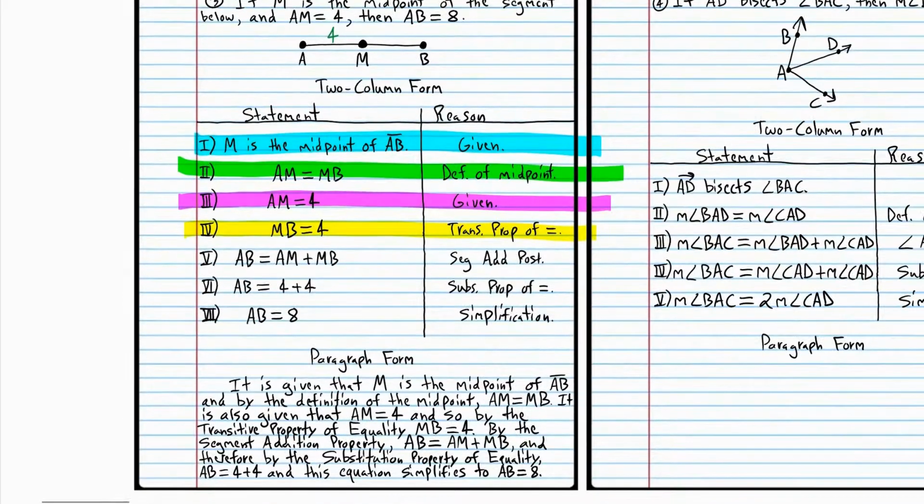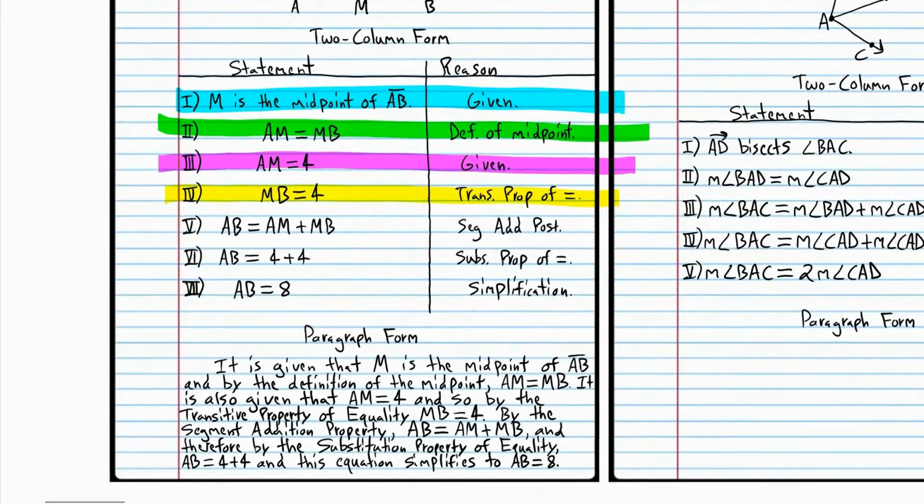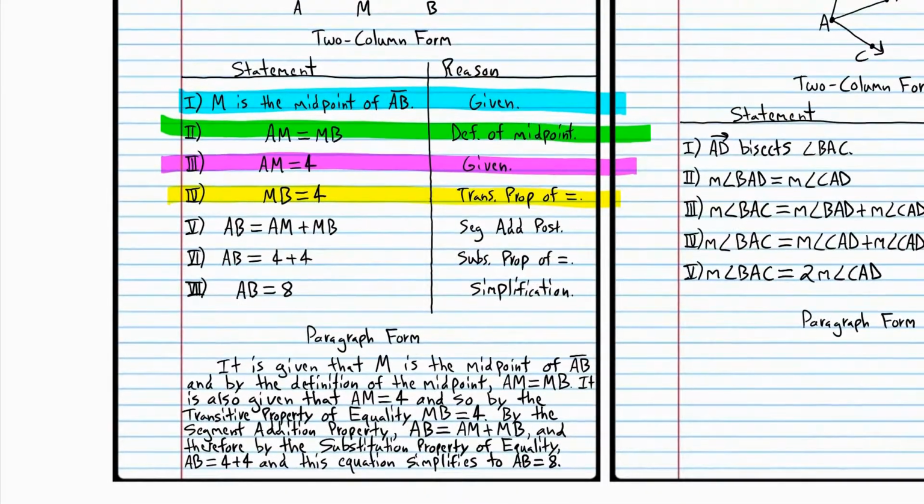It's not really necessary, but if you convert that to paragraph form, it says down here, it is given that M is the midpoint of segment AB, and by the definition of the midpoint, AM equals MB. It is also given that AM equals 4, and so by the transitive property of equality, MB equals 4. By the segment addition property, AB equals AM plus MB, and therefore by the substitution property of equality, AB equals 4 plus 4, and this equation simplifies to AB equals 8.